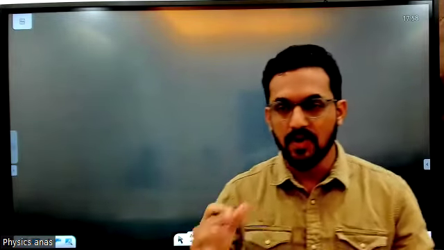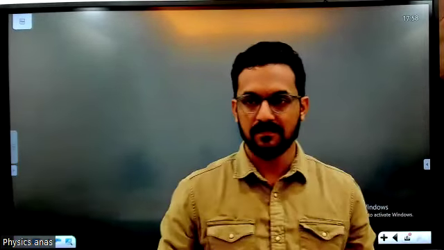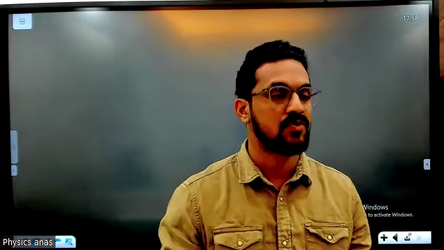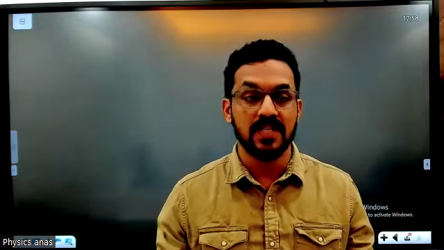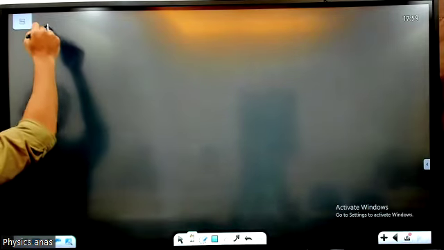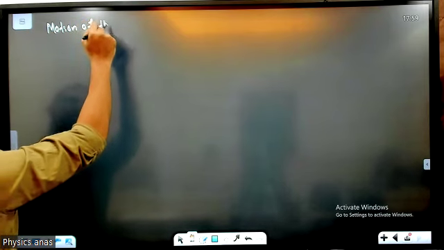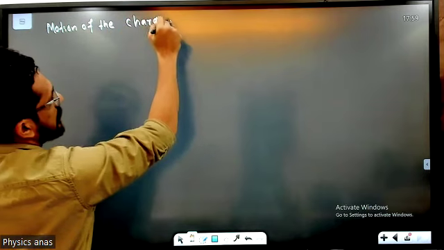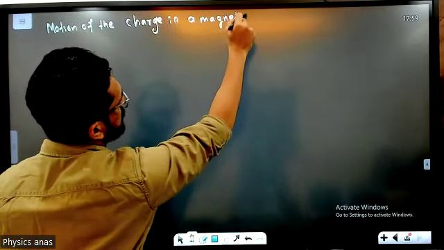What are we going to discuss? Charge entering a magnetic field, charge moving through a magnetic field. What happens to that charge? How will be the motion of the charge? That's what we are going to discuss. So we are going to discuss the motion of the charge in a magnetic field. We have several cases.